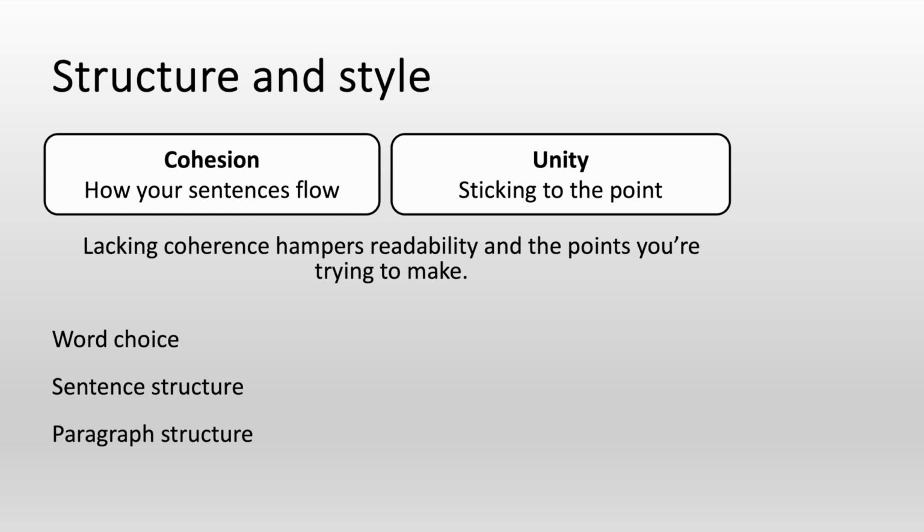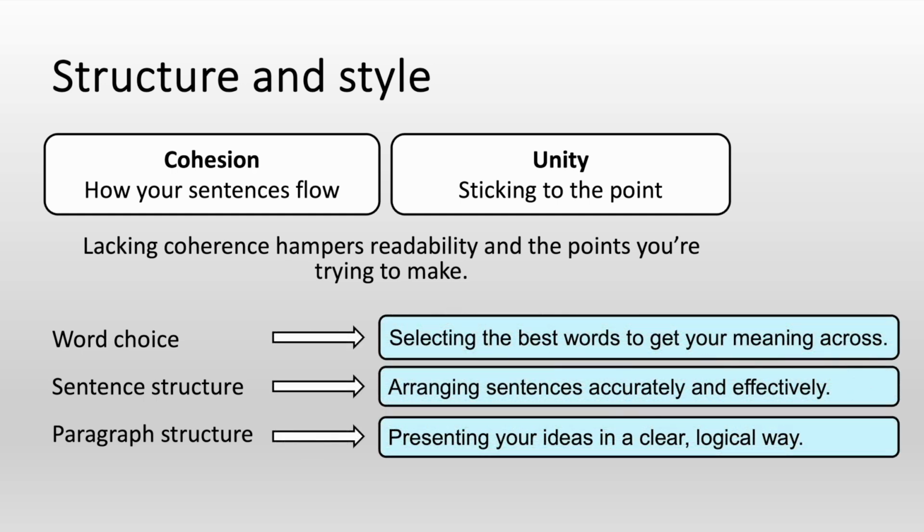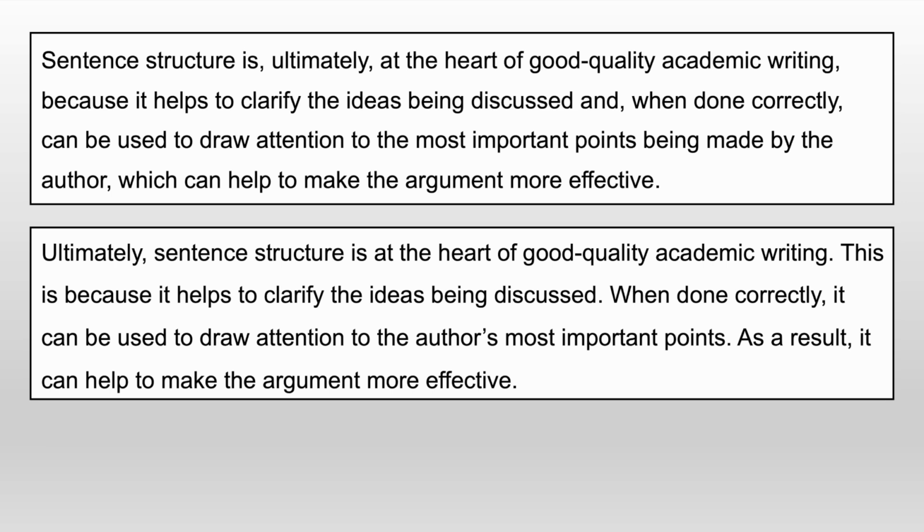And think about your paragraph structure, where you end with one link sentence. Does it flow neatly into the next point you're trying to make? Almost like you're telling an academic story. You need to select the best words to get your meaning across. You need to arrange your sentences accurately and effectively. And you need to present your ideas in a clear and logical way. You can always check these things over as well with your tutor to gauge their expectations and any areas for improvement. Let's take a look then at sentence structure.